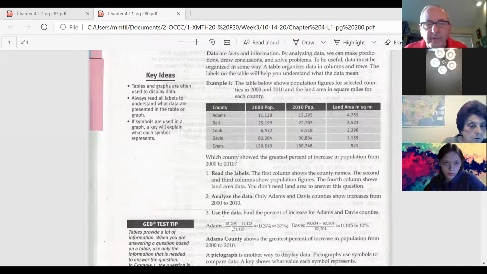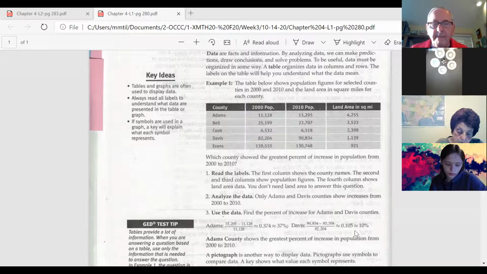Okay. So the first one, Adams, was 15,280. This minus this, divided by this original population, right? New minus original over original. And that's how you got 37%. Do the same thing with Davis. You take the 90,000 minus the 82,000 divided by the 82,000. You get a decimal form, and you multiply it by 100 to get percent, right? Whatever number you have, a decimal fraction, or a whole number greater than 1, you still multiply it by 100 to get percent, right?